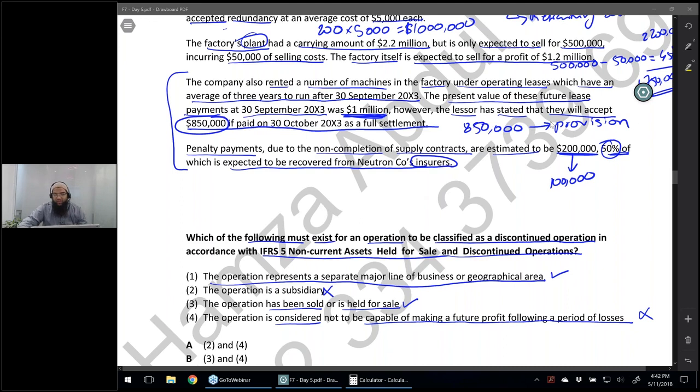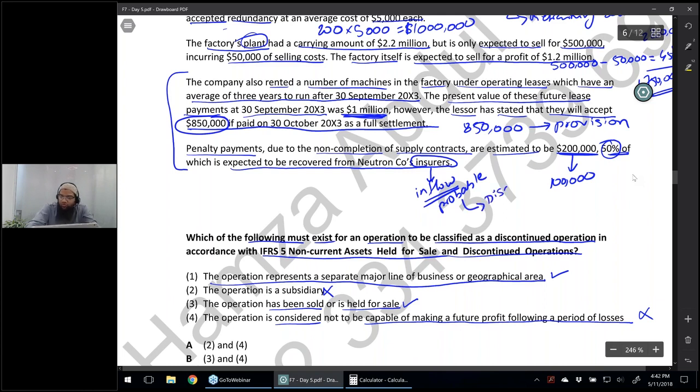Okay, one thing you people have to remember is that we do not consider any amount covered from the insurance, because insurance is an inflow which is uncertain. Even if the inflow is probable, we only disclose this inflow and we do not treat this as an income. So whenever the question talks about any amount which will be recovered from the insurers, you are not going to consider that. So we are going to record a provision of the entire 200, not 50% of that. Any amount expected to be recovered from insurers is only to be disclosed in the financial statements, not recorded. So the sum of both the values is going to be 1,050,000. This is the amount of the provision that should be recorded. So let's go on the answer options. And the correct answer is actually C in this case.